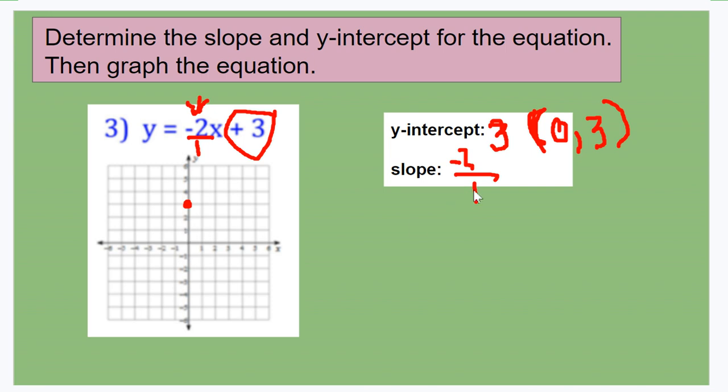And we still run to the right. Right is always right, okay? So, down 2, right 1. Rise negative 2, right 1. And then we're going to reverse it. Up 2, left 1, up 2, left 1, just to get this extra point here. And then we should be able to connect it.